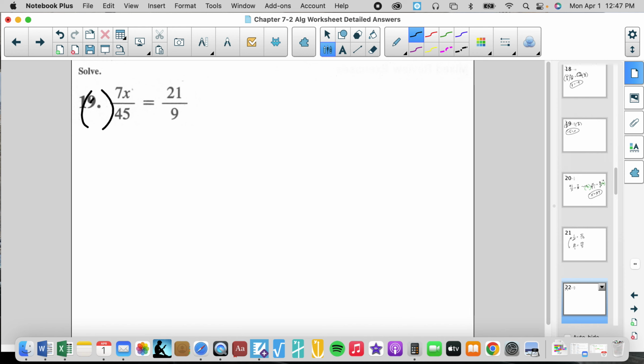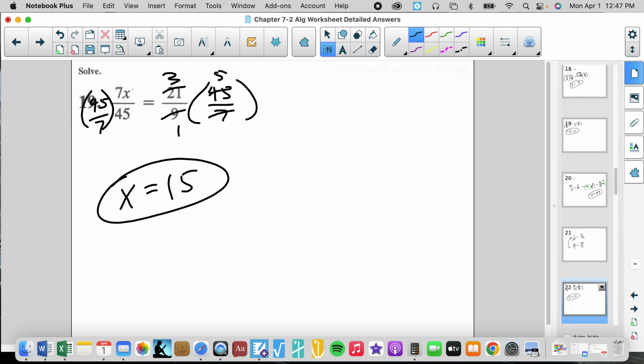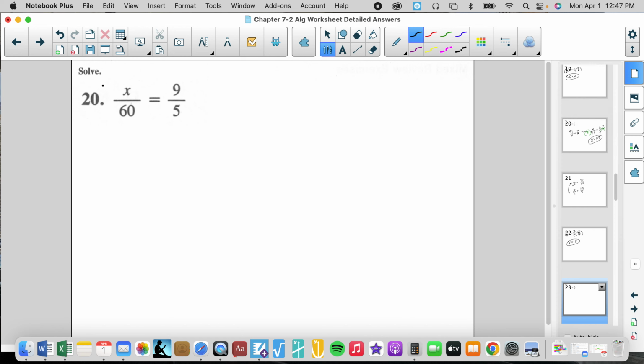Let's multiply by the reciprocal. 45/7. 45/7. That makes 3. 9 goes into that once. 9 goes into this 5 times, and we get x equals 15. Multiply by 60. 5 goes in, that's 12 times. X equals 108. Look, that's how I'm going to do it.